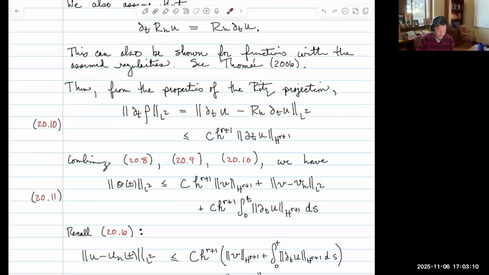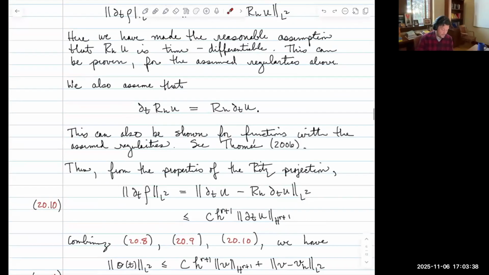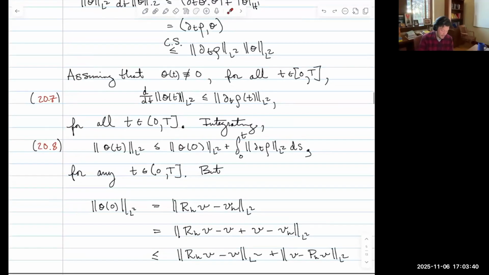So going back to theorem 20.2, I'm allowed to assume this for the L2 norm. Remember, the L2 norm gains all of the powers of H that are available; R plus 1 is available. So now I'm going to combine all of the estimates that I have so far, 20.8, 20.9, and 20.10, and that's going to allow me to estimate this guy. This was our 20.8 from above. I'm just replacing the values of these two norms.